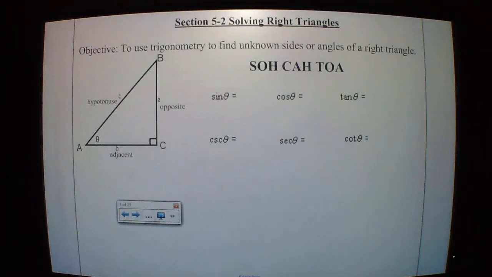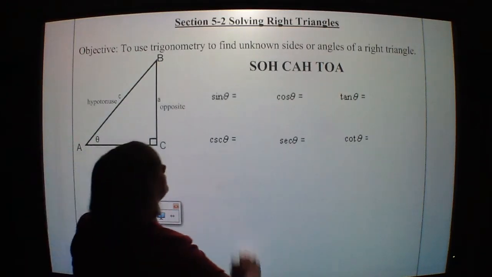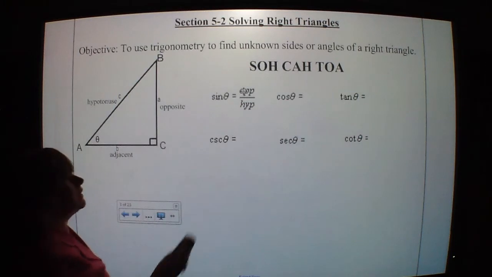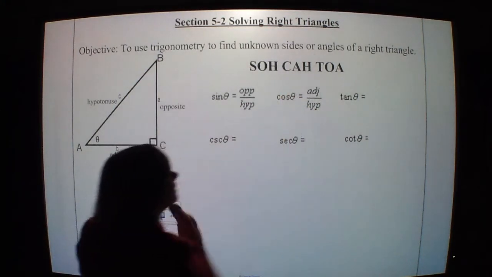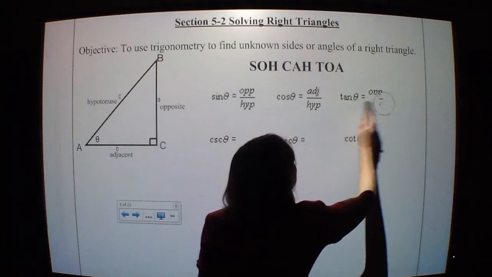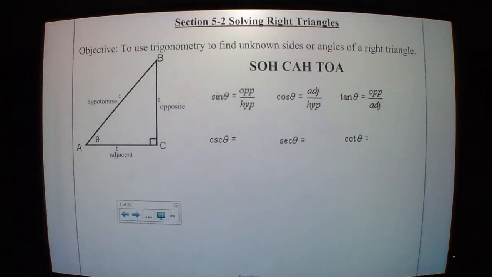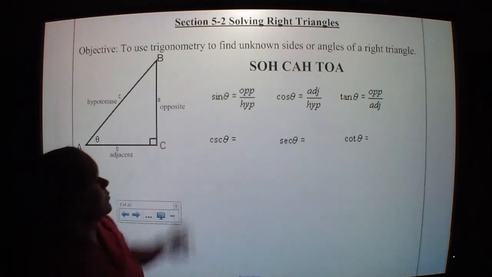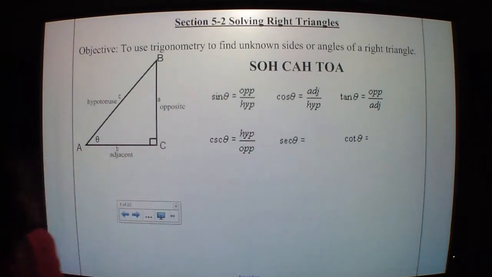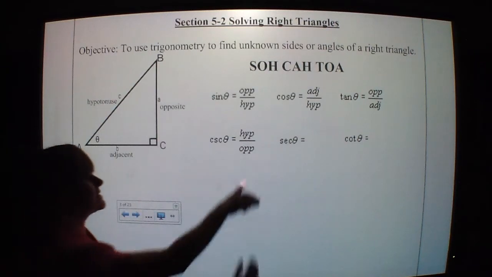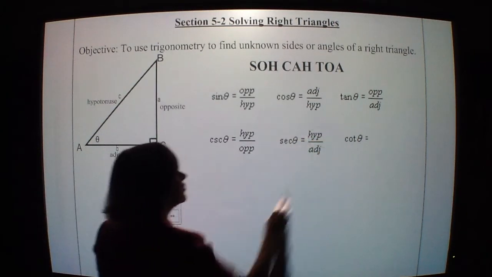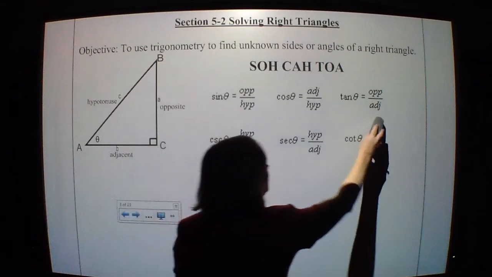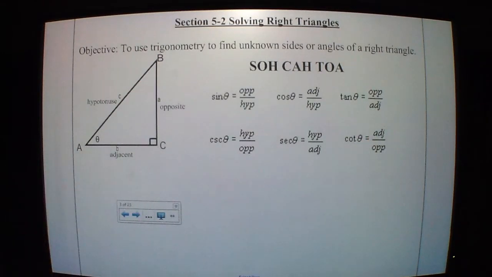And remember, in geometry, you should have learned SOHCAHTOA. Sine is opposite over hypotenuse. And cosine is adjacent over hypotenuse. And tangent is opposite over adjacent. There are 3 other trig functions that I have here. Cosecant, that's the reciprocal of sine. So it's hypotenuse over opposite. Cosine and secant are reciprocals, so this is hypotenuse over adjacent. And tangent and cotangent are reciprocals, so that's adjacent over opposite.